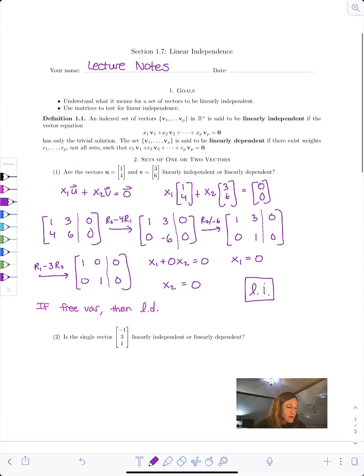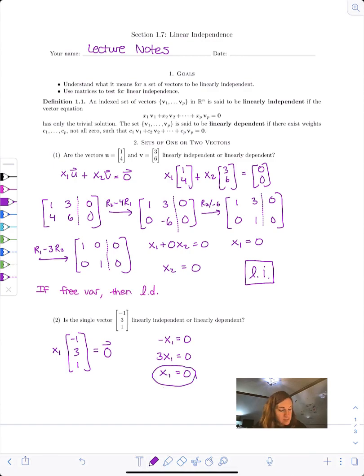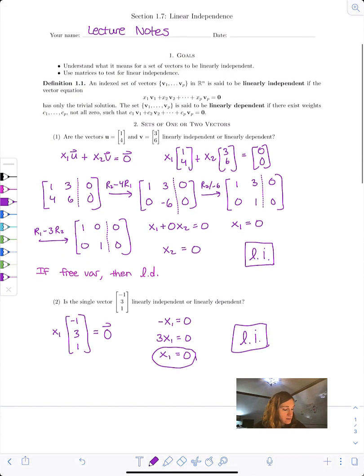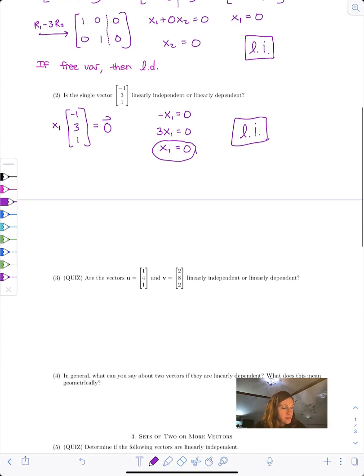Let's look at what happens if we have a single vector. So that's saying we have x1 times this thing here equals the 0 vector. Well, you can write that as a system of equations, and what that looks like is negative x1 equals 0, 3x1 equals 0, and x1 equals 0. And in fact, this tells us that x1 has to be 0, and so again, this vector is linearly independent. So if we have just one vector, it's going to have to be linearly independent.